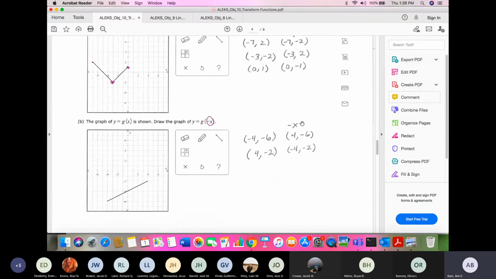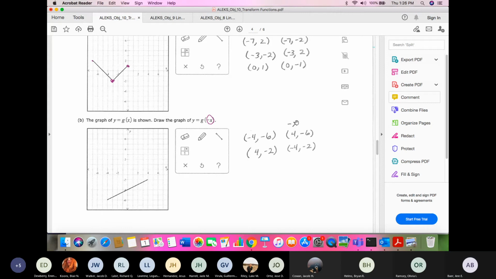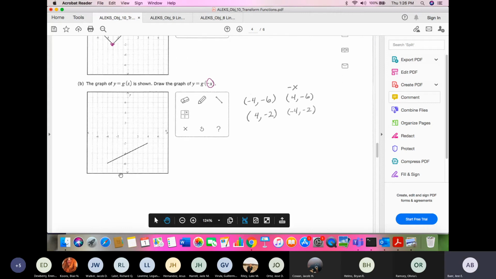So let's go down here. So we want to get the ordered pairs down here, straight up to the x-axis, -4, straight over to the y-axis, -6. Just getting my ordered pairs. Haven't done anything with them yet. Right here, up to the x-axis 4, right there. And then we need to go over to the y-axis, -2, right there.